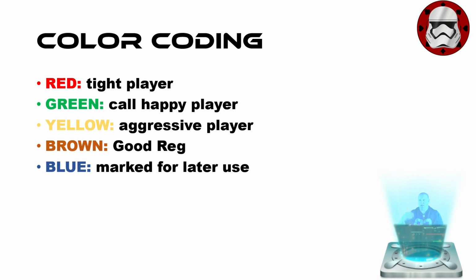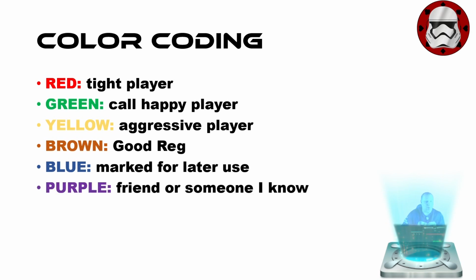Or I want to pay attention to the player. I mark him as a blue. For whatever reason, blue is someone I'm trying to find on the tables. And then I have purple for friends and someone I know. Often the reason is it's fun to play with friends. It's nice to see them on the table. And then often they know who I am, which creates interesting dynamics. But yeah, purple is for friends.